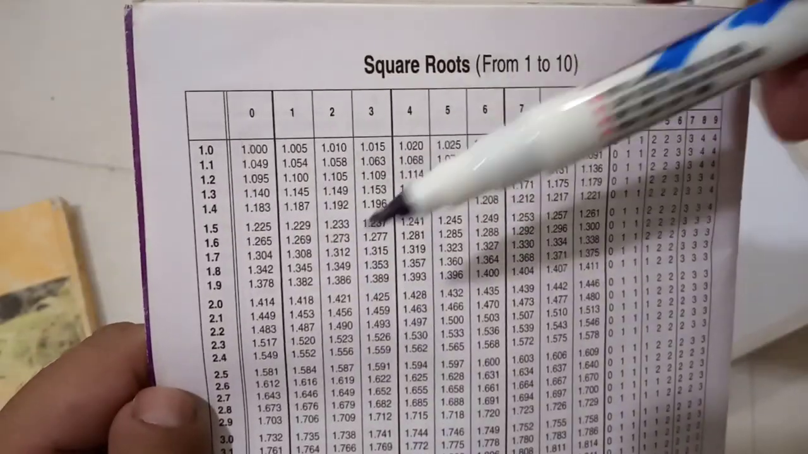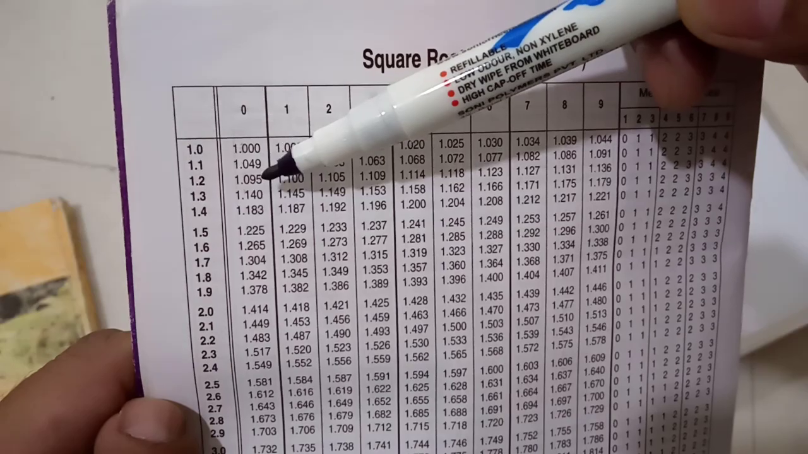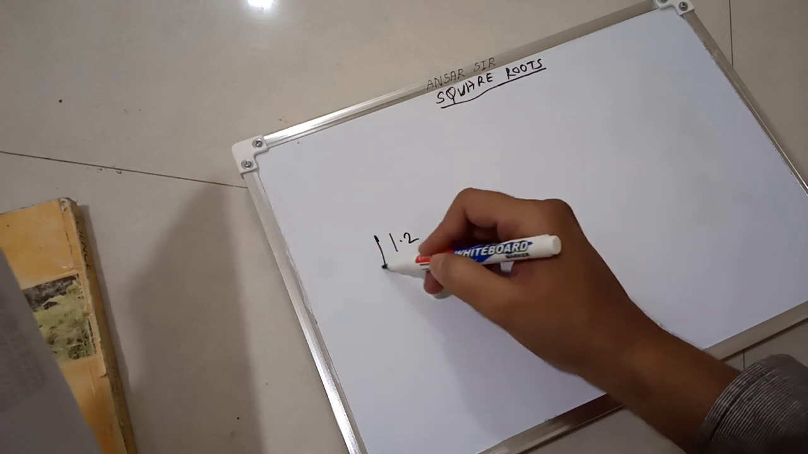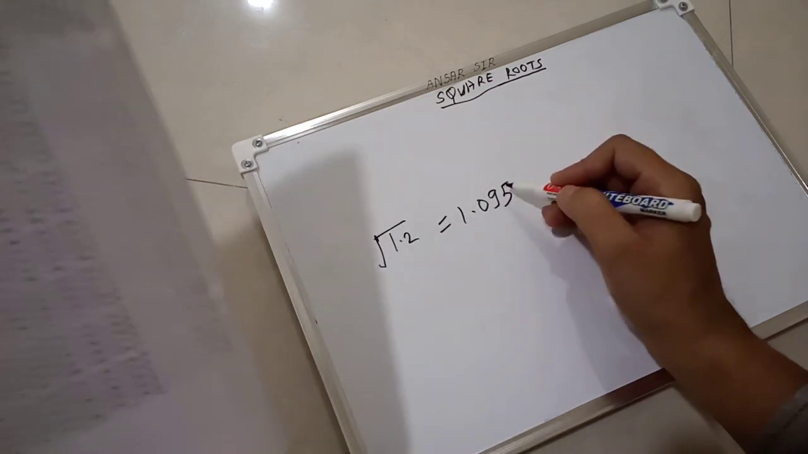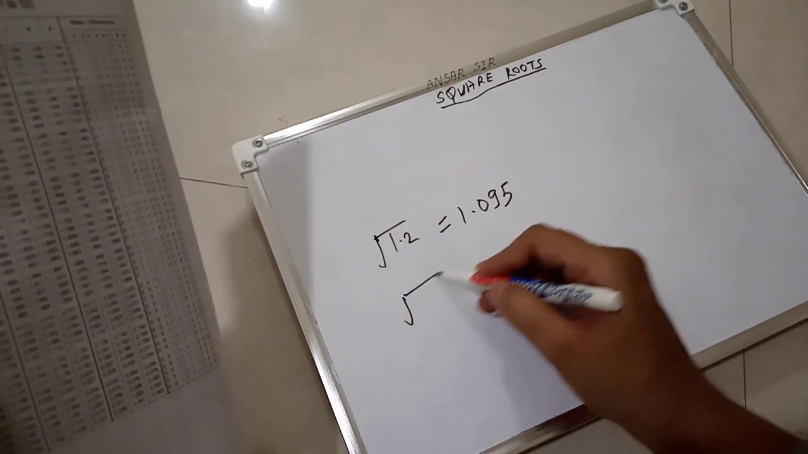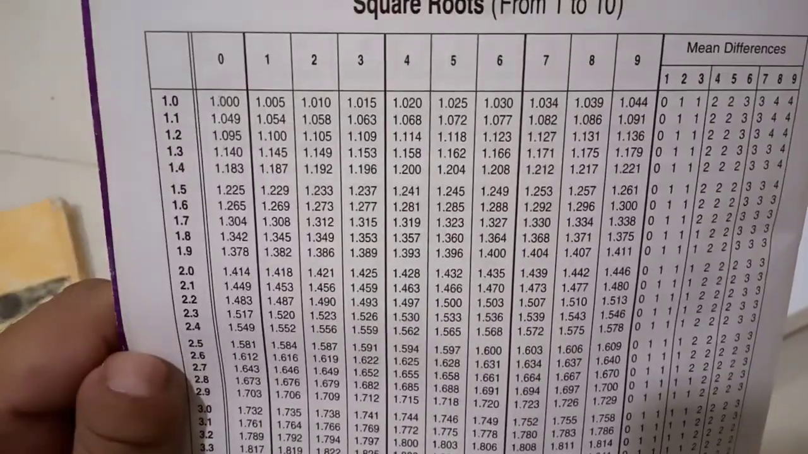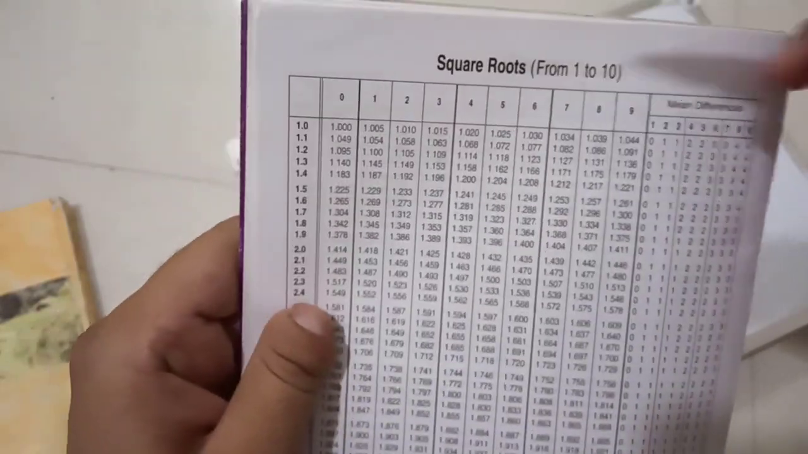So I will write here, square root of 1.2 will be 1.095. Okay, now suppose I want to find out the square root of 1.23. So what will I do?